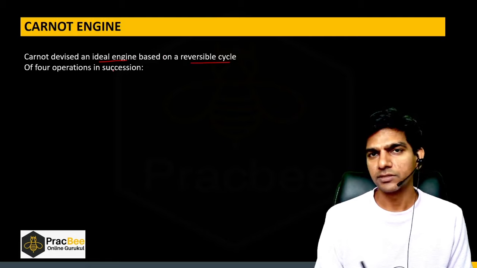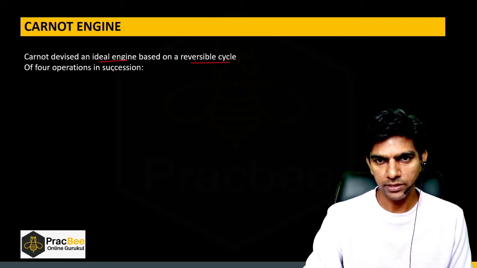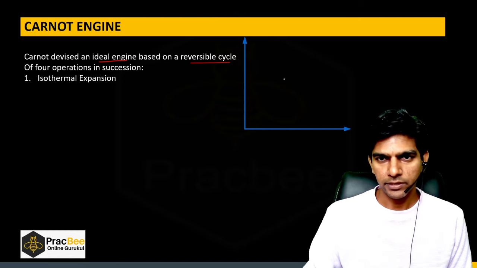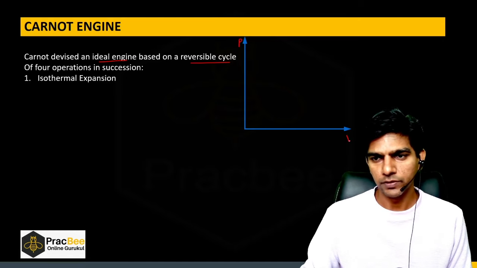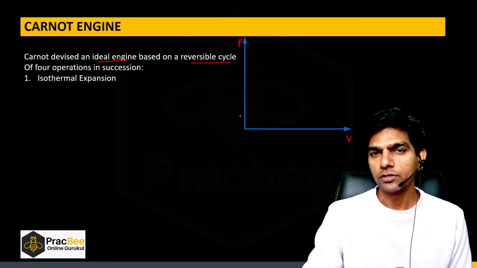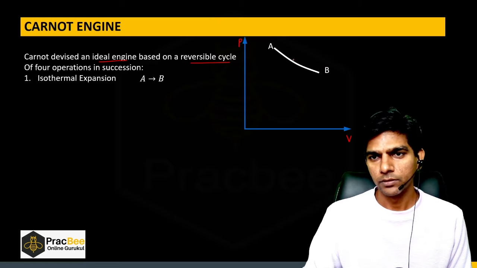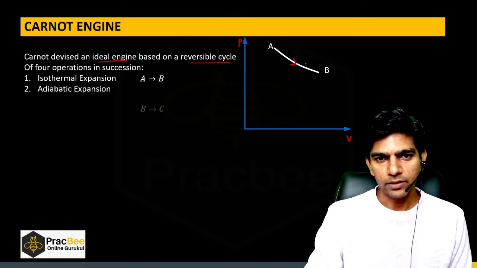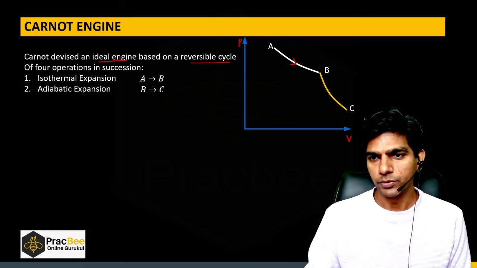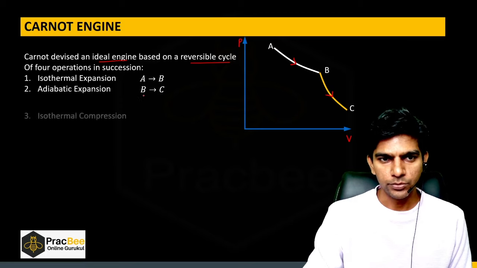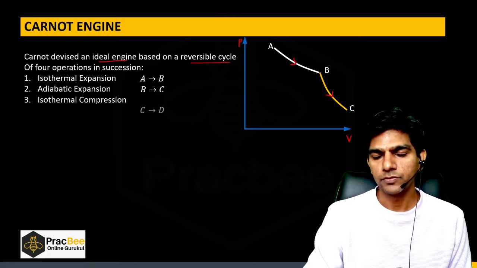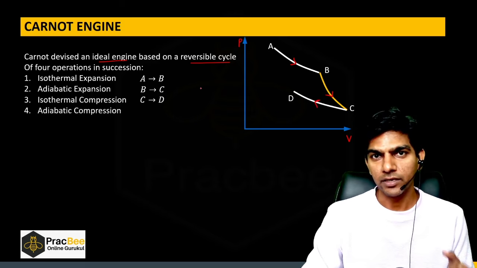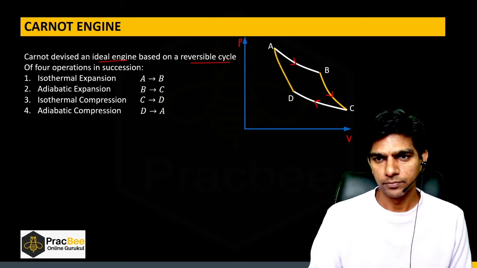of 4 operations in succession. So there will be 4 operations. Let us say on the y-axis we have pressure and on the x-axis we have volume. First process is isothermal expansion, from A to B, in this direction. Then the second process is adiabatic expansion, from B to C. The third process is isothermal compression, from C to D. And the fourth process is adiabatic compression, from D to A.